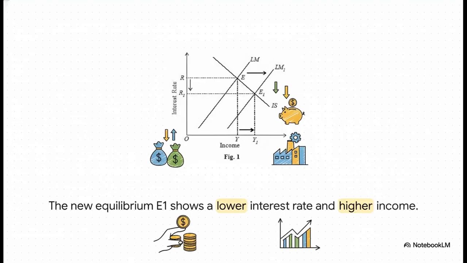Now, the really crucial thing to see here is this new equilibrium point at E1. The policy worked. It successfully pushed the interest rate down from OR to OR1. And because it's now cheaper for businesses to borrow money and invest, that in turn has boosted the entire national income from OY up to OY1. I'd call that a successful intervention.